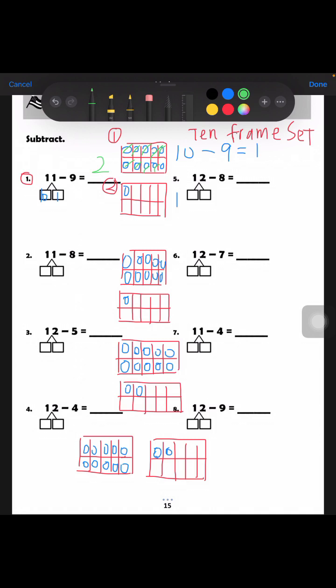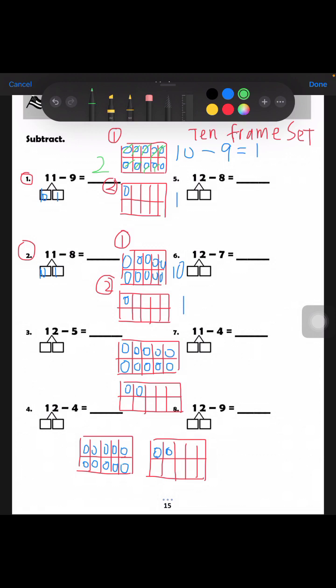Okay, now we move on to question 2. 11 minus 8. Again, there are two 10 frame sets, the first one and the second one. In the first set, there are 10 circles, and in the second set, there is 1 circle. So 11 is split into 10 and 1. Now we need to take away 8 circles, so which set should we choose?